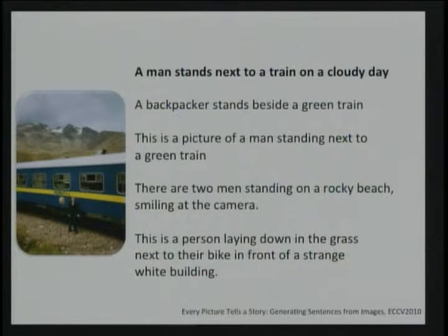Let me go back to the examples that I showed you, and let me look under the hood. The first scoring sentence is: a man stands next to a train on a cloudy day. But if you look close enough at the picture, you would realize she's actually a woman. The next sentence says, a backpacker stands beside a green train, and she's not a backpacker. And if I go down, it's going to get worse: two men standing on a rocky beach smiling at a camera.